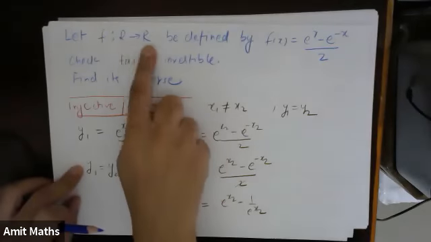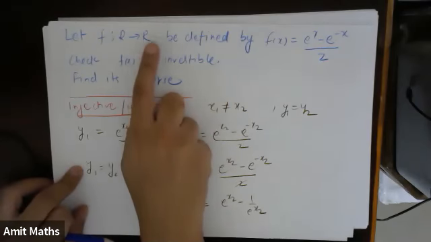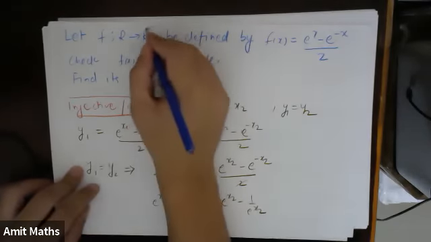Yes. So the function is defined from R to R. So what is the codomain of the function? The codomain of the function is R. Okay. So we just have to find the range of the function.